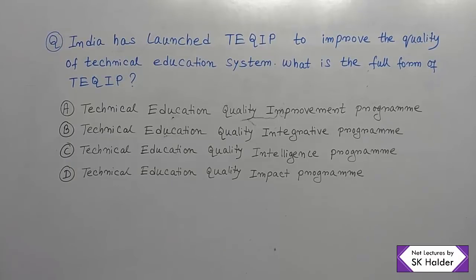India has launched TEQIP to improve the quality of technical education system. What is the full form of TEQIP? Option A, Technical Education Quality Improvement Program. Option B, Technical Education Quality Integrative Program. Option C, Technical Education Quality Intelligence Program. Option D, Technical Education Quality Impact Program.